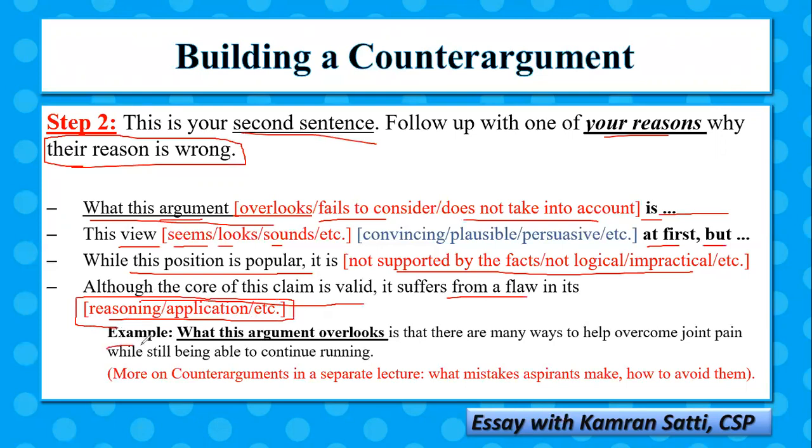So, moving on with the same example, we can say that what this argument overlooks is that there are many ways to help overcome joint pain while still being able to continue running. So, here we have refuted the opposing view that some people say that we shouldn't be running, we should just be jogging because running can hurt our joints. This is the second sentence of our counter argument paragraph. We have said that what these people overlook is that joint pain can be overcome through different methods. So we have refuted the counter argument.